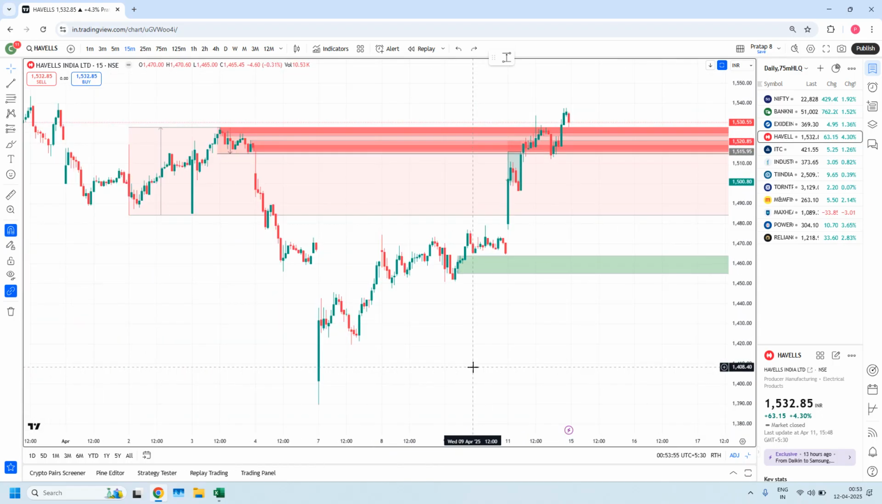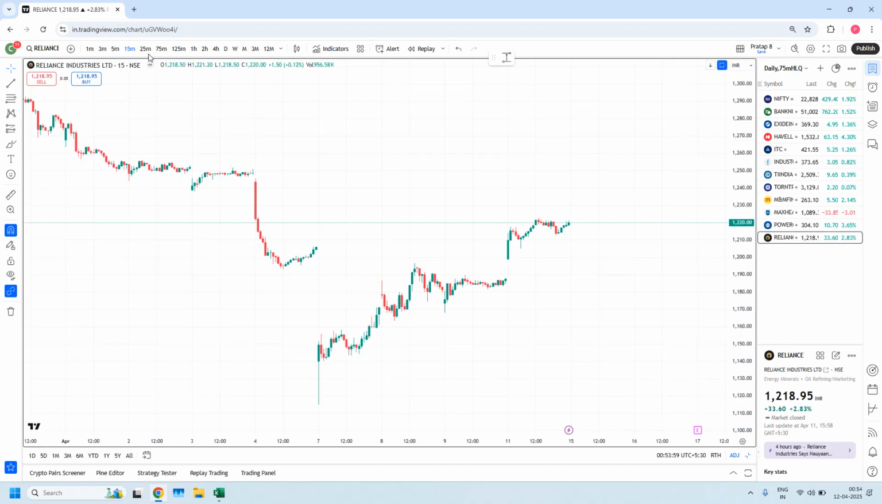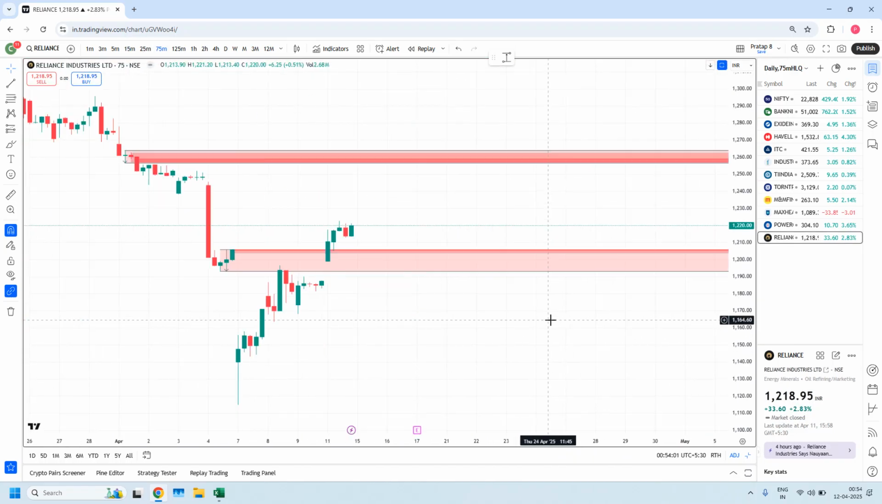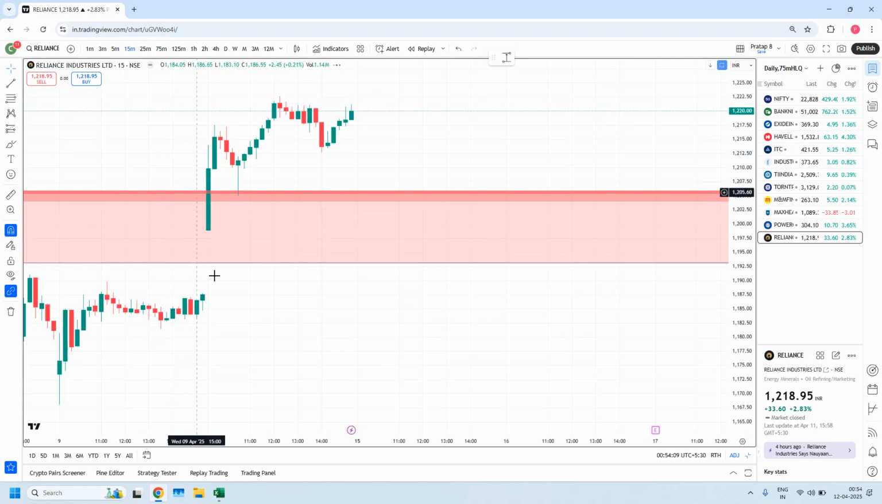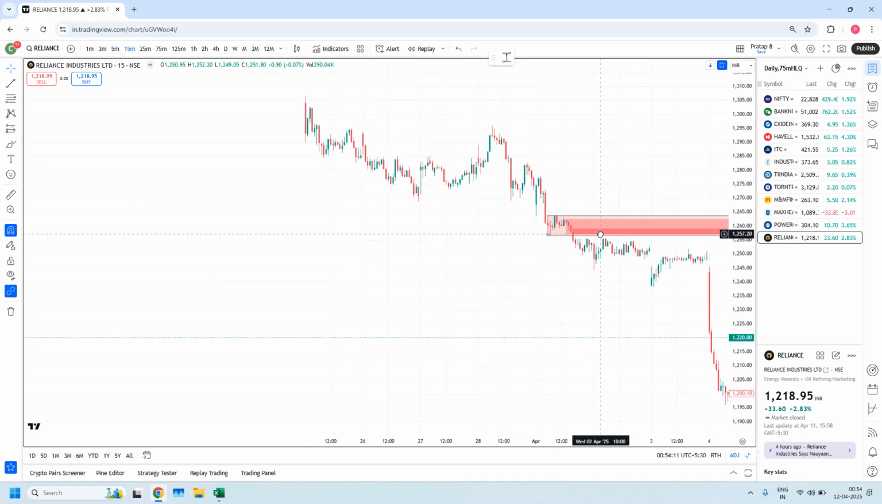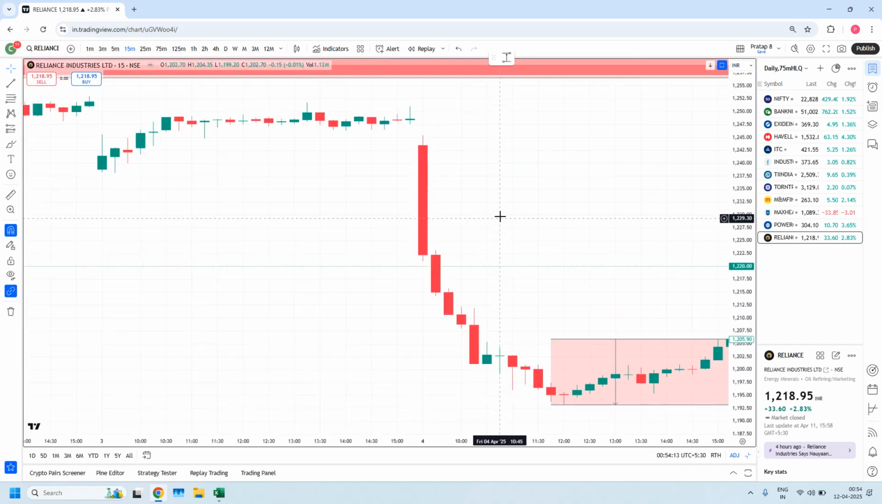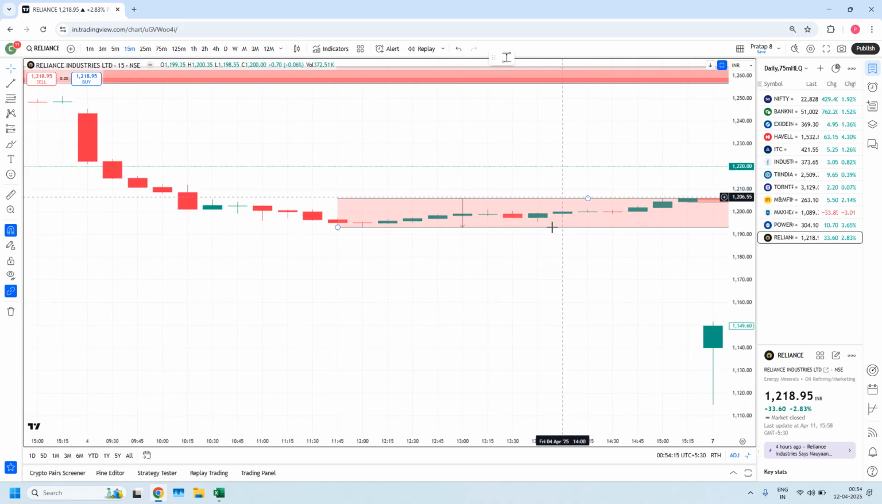So this is about Havells, and there are two more stocks stopped out. One is Reliance. Reliance is a 75 minutes high liquidity supply zone. Drop, 4 base candles and drop. This is how our software identified it. This one I fine-tuned with the 15 minutes time frame. Say, 15 minutes zone.